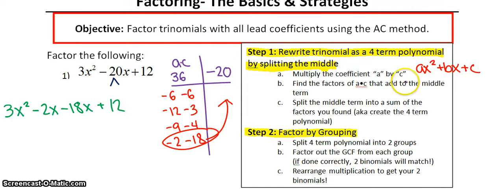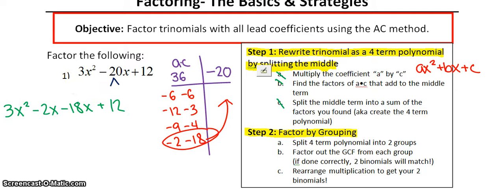Okay, so we multiplied a and c, we found the factors that add to the middle term, and we split the middle so we can create a 4-term polynomial. Done, done, done. The reason we did all this is so we can do what's called factor by grouping. The reason we can't factor by grouping from the start is because we have an odd number of terms.